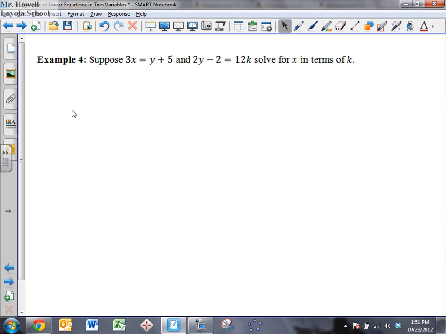Close, not exactly. K does not equal x, but something along those lines. It's like x equals like 2k. Good. X equals something with a k in it. Not necessarily k, that's why I said close. So it might be 2k or 7k plus 5. So when you see this in terms of k, it means that k is in the answer. So it's going to be x equals something with all these k's.